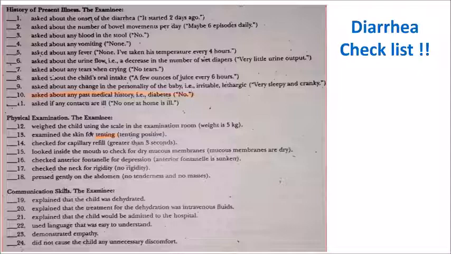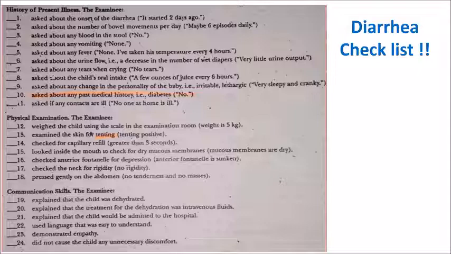Ask about any past medical history. That means any diarrhea. In a baby, it could be type 1 diabetes more likely. Okay. Ask about any contact with illness. None. Ask if any contacts are ill. That means in the home or outside, whether the baby was in contact with any ill patient.